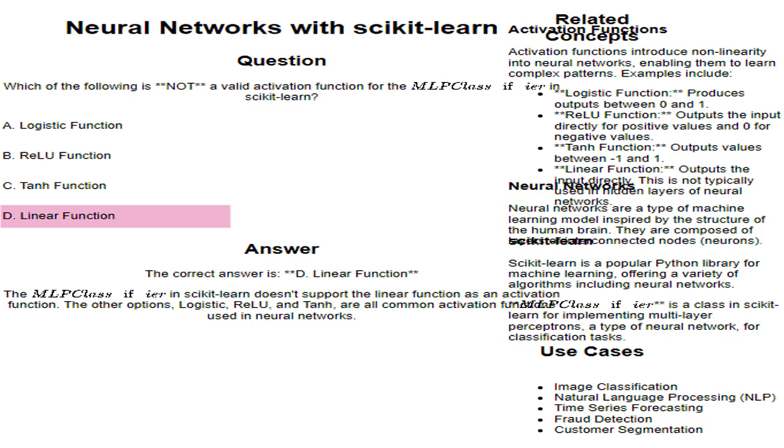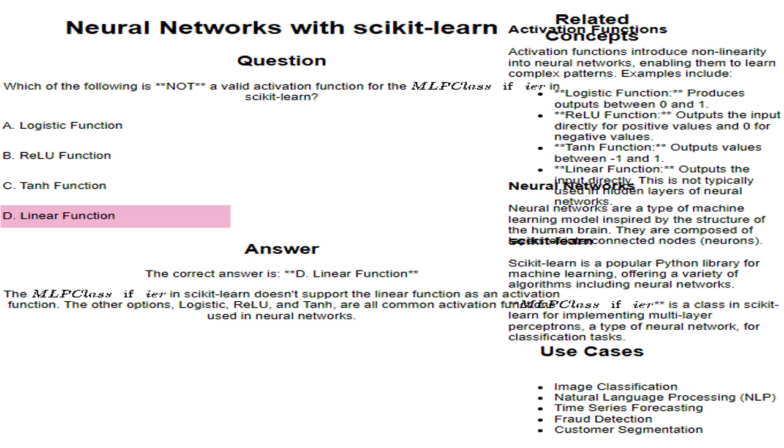True. D. Linear function. Activation functions. Activation functions introduce nonlinearity into neural networks, enabling them to learn complex patterns. Examples include the logistic function, ReLU, and tanh. Logistic function produces outputs between 0 and 1.